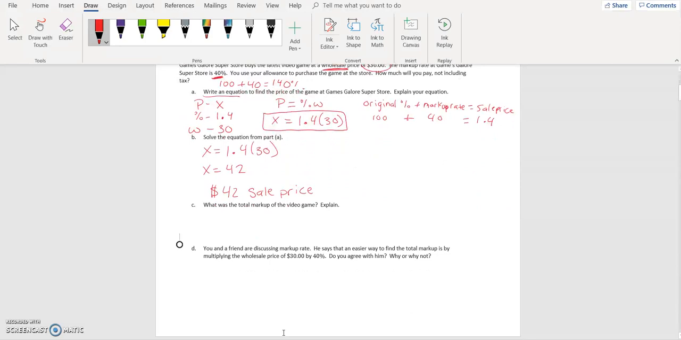Part C: what was the total markup of the video game? So not the percent. How much extra money were we paying is what it's asking us. And so if it was $42 when we bought it and they paid $30 for it, we had a markup of $12. So that's our sale price, and we subtracted the original price, which is what gave us our markup.